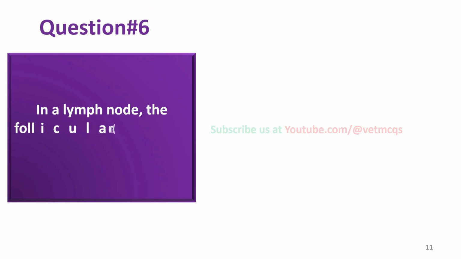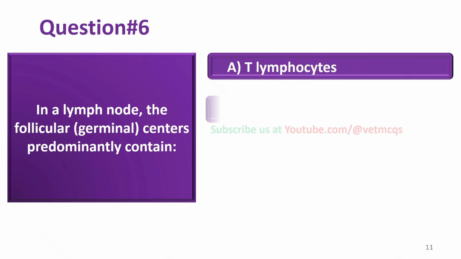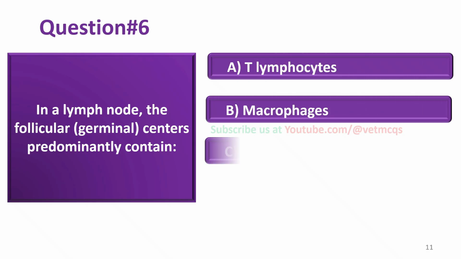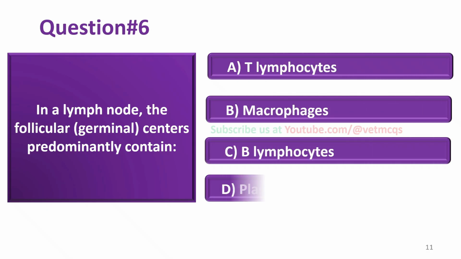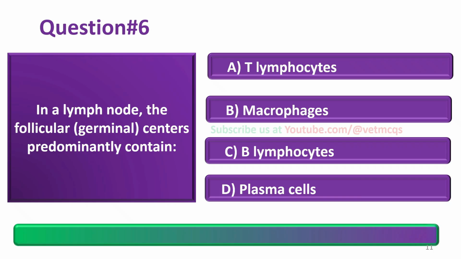In a lymph node, the follicular or germinal centers predominantly contain T lymphocytes, macrophages, B lymphocytes, plasma cells. And the correct answer is option B, that is macrophages.